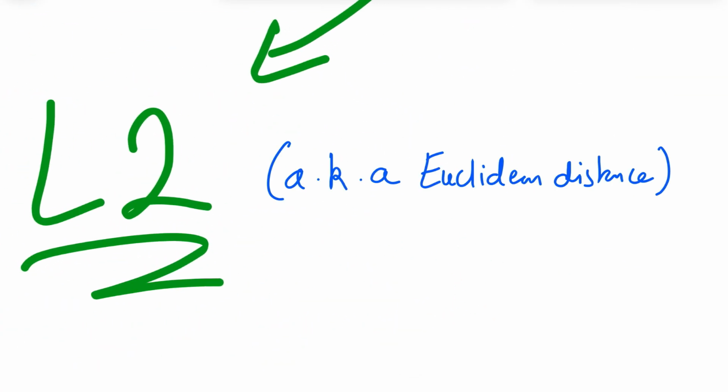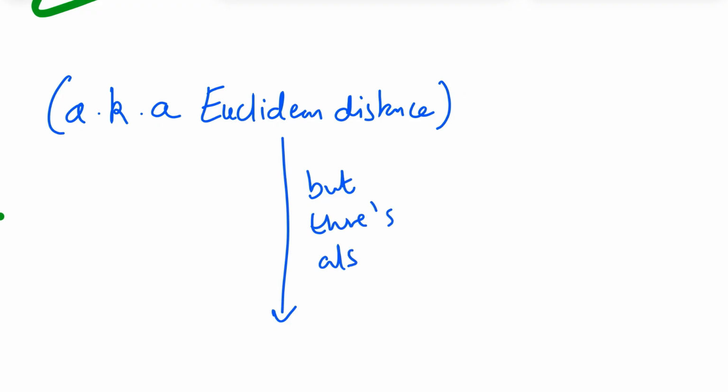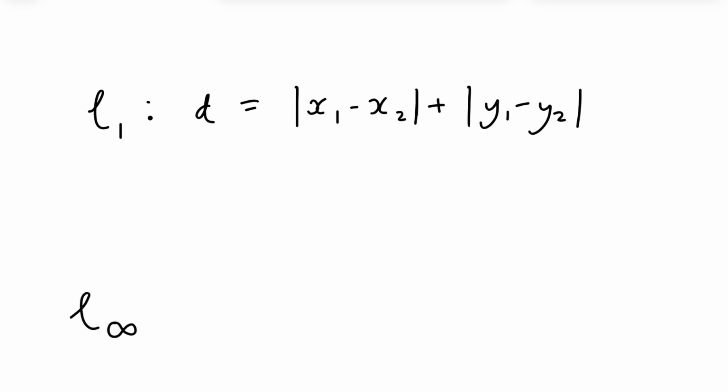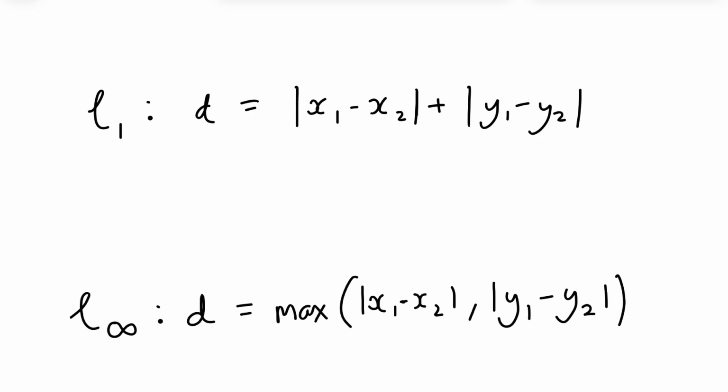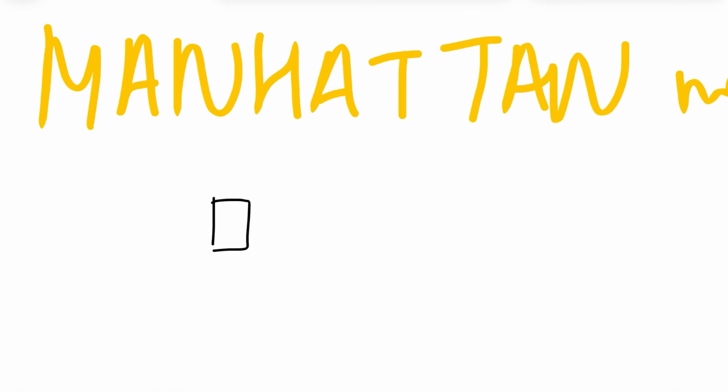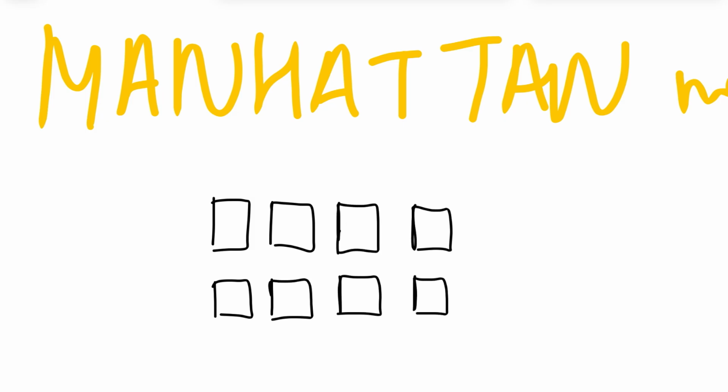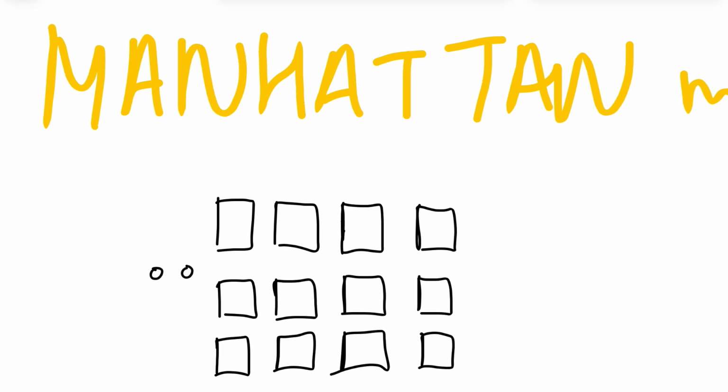But it's not the only one. We can also have the L1 metric, where you add up the horizontal and vertical displacements like so, or we can have the L infinity metric, where the distance is the maximum of the individual vertical and horizontal displacements. The former is also called the Manhattan metric, because if you were driving in a place like Manhattan, where the roads are all neatly arranged in grids, this is the best way to measure distance, since you can only move straight across or up and down. You can't drive through buildings.